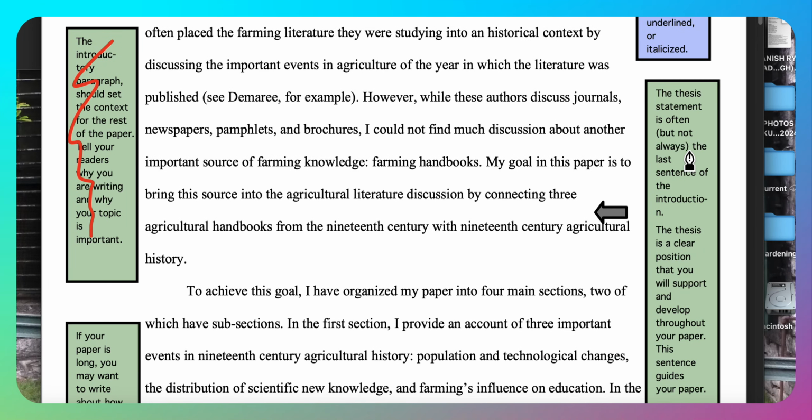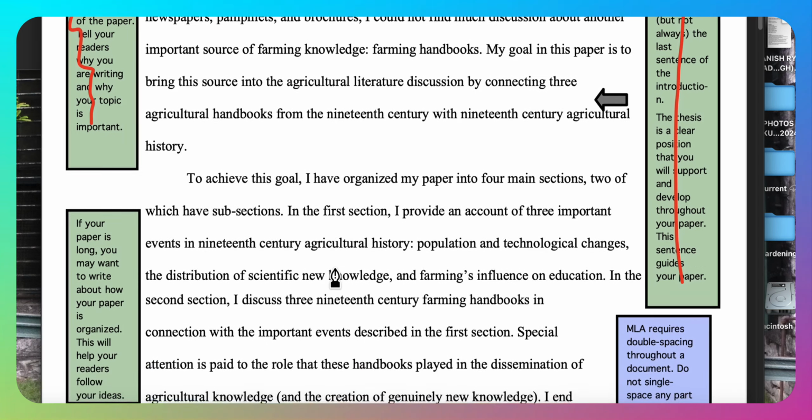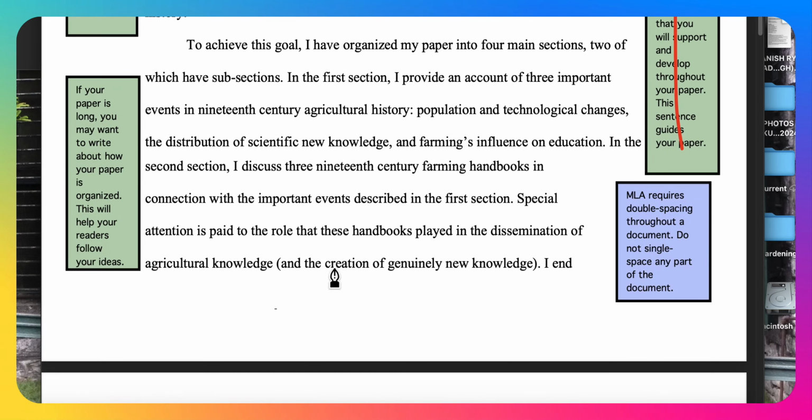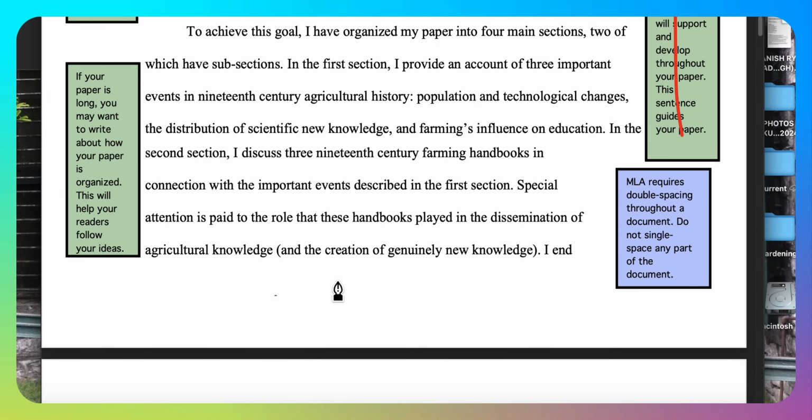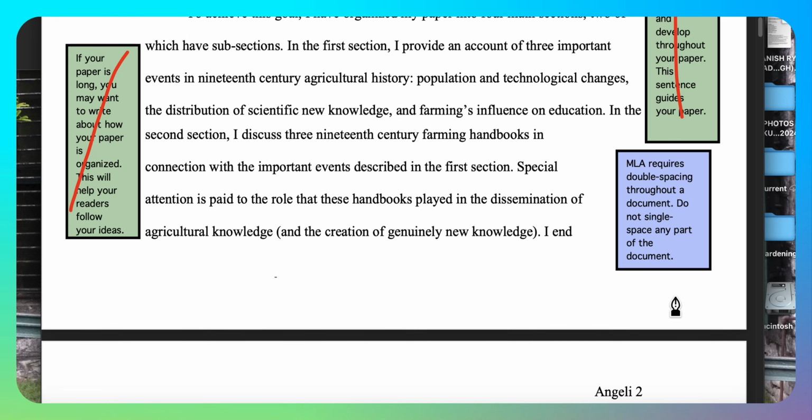Thesis statement is often, but not always, the last sentence of the introduction. I'm not going to say more about that, except to say that this is important in traditional research. It's not important when you're telling a story. Don't think about thesis statements when you're telling a story. Also, don't write about how your paper's organized. That's boring, and that doesn't work for the papers that you've been assigned in this class.